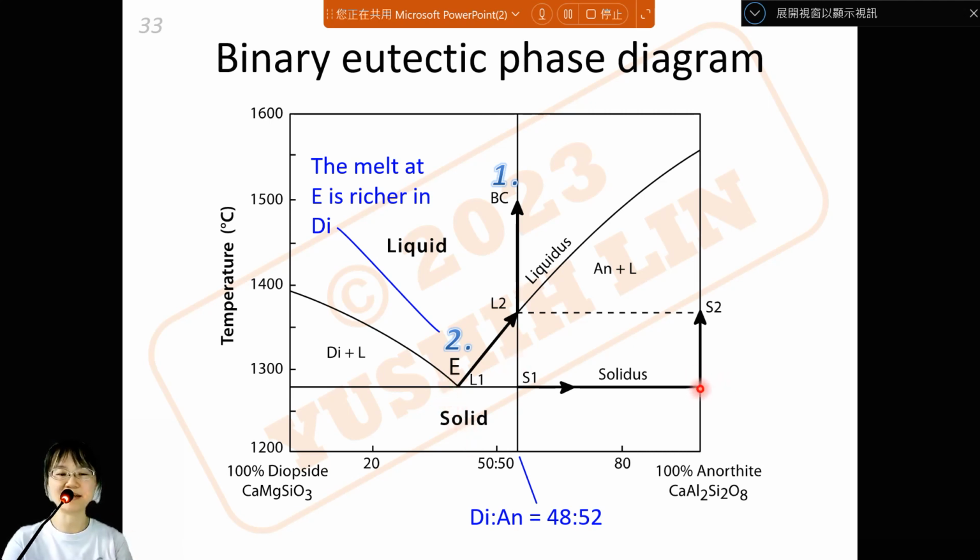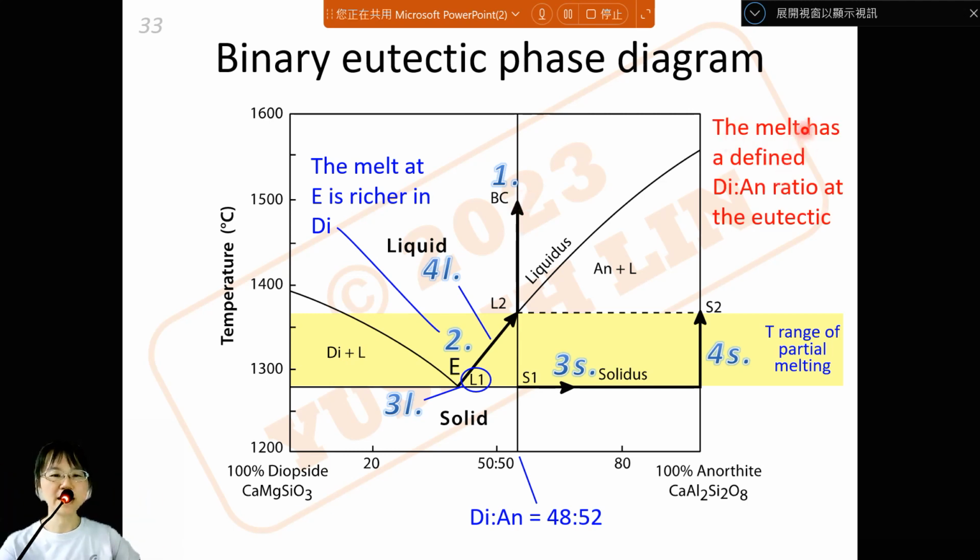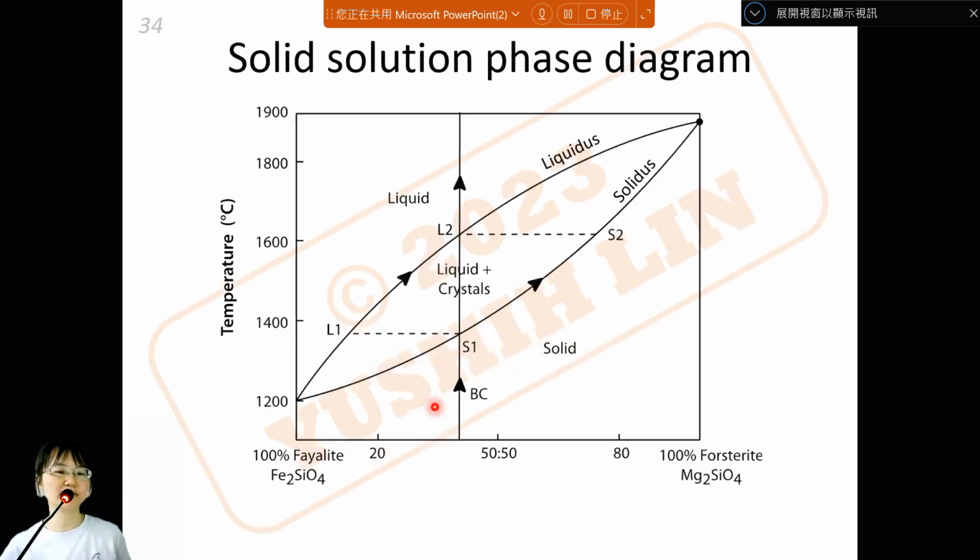it's 100% AN. Then the temperature will start to go up, and the AN, which is now pure AN, will start to melt. Your magma composition will change. And that would be the temperature range of partial melting. This is the liquidus, the highest melting temperature above which everything melts. So the nature is the melt has a defined DI-AN ratio at the eutectic point here, the best composition.